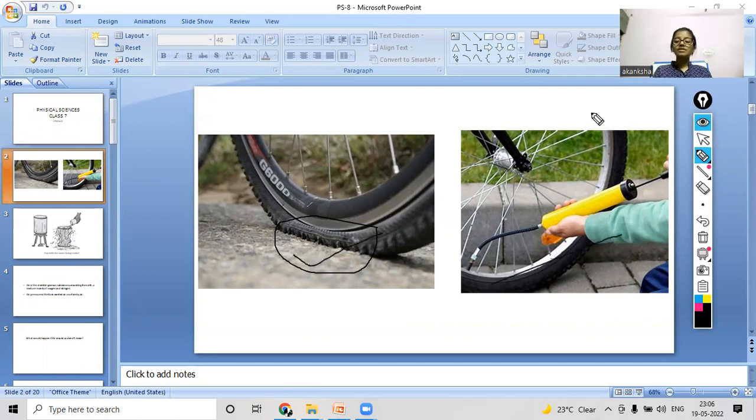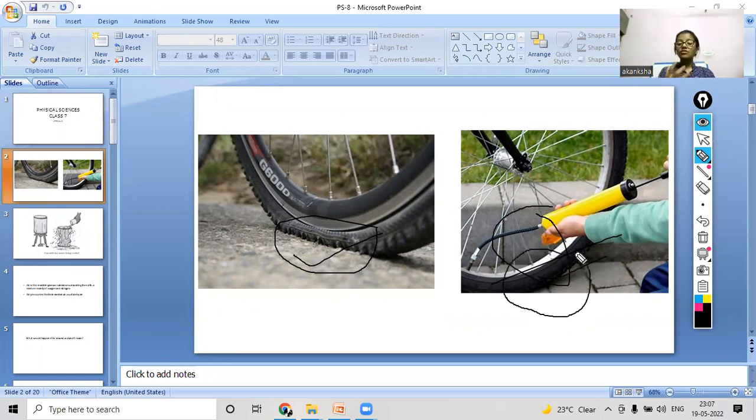What are we doing in the second picture with the tire? Yes, we are filling air into it. And what happened after we filled air? The tire does not remain flat as it was in the first picture. It has gained its shape.